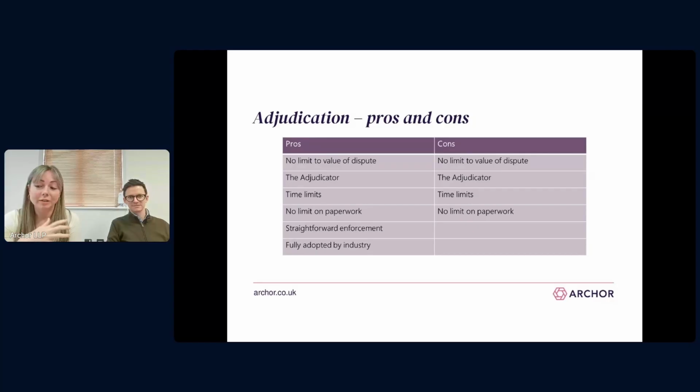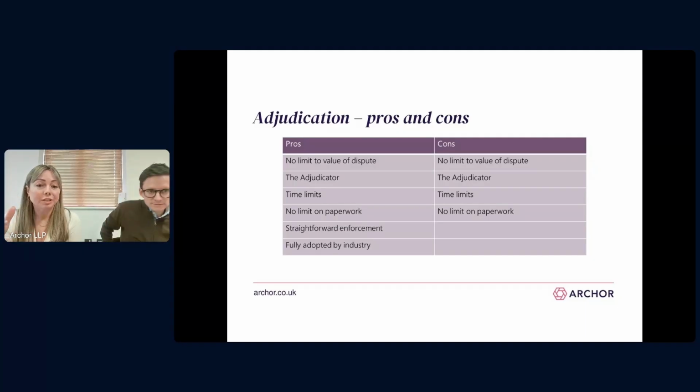Pro is the time limit. You get a decision in a really short period of time where you'd never get that in court proceedings. Con is a time limit. You basically are working on a submission and doing nothing else for 7 days if it's a massive dispute, and that can be really hard work. Pro is there's no limit on paperwork. That's also a con as well. You can be absolutely bombarded with stuff relevant or not to a dispute.